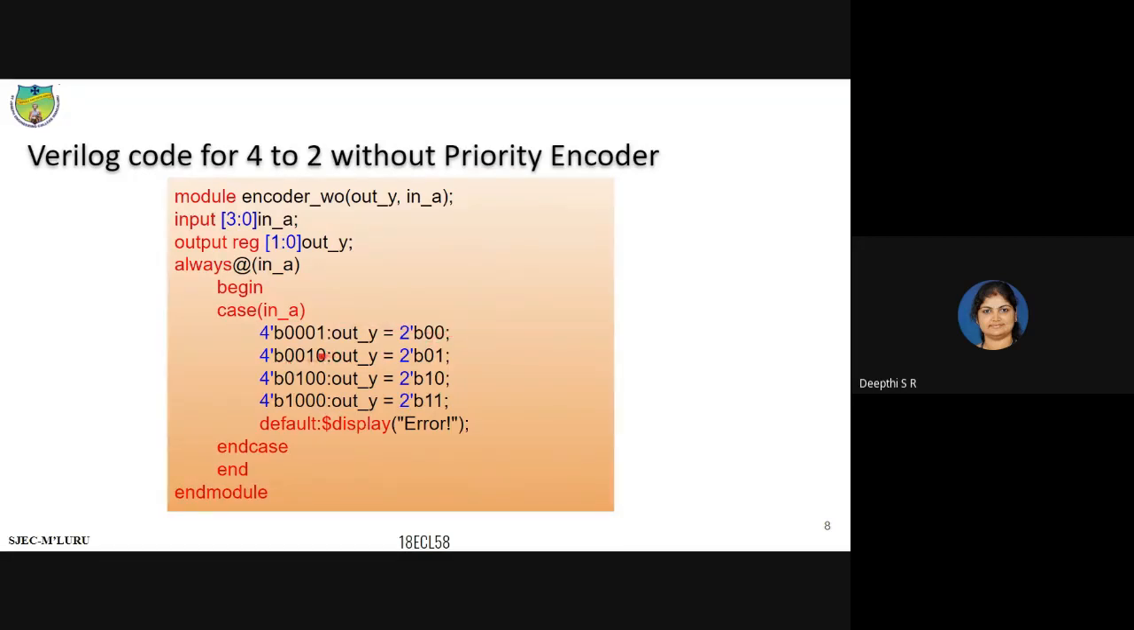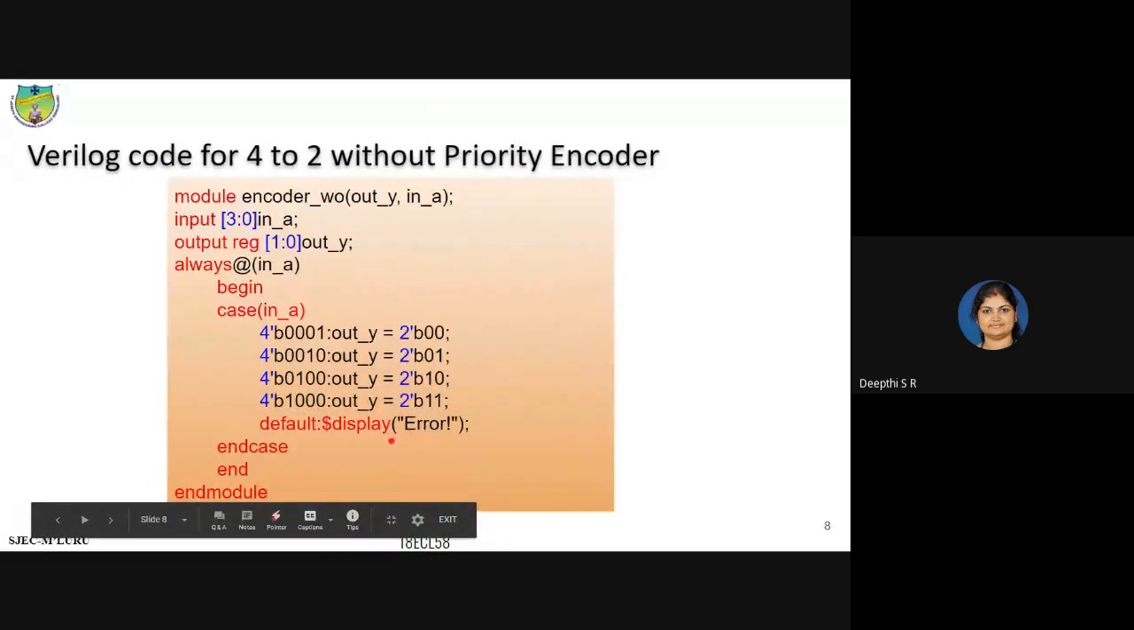Then the next case is when the input is 0010, output is 01. When the input is 0100, output is 10. And when the input is 1000, then the output is 11. So if you have any other combination other than these 4 combinations, then you'll get the error message. Then you end the case, and this end is for the begin. Then end the module. So this is the behavioral code for the 4:2 encoder without priority.